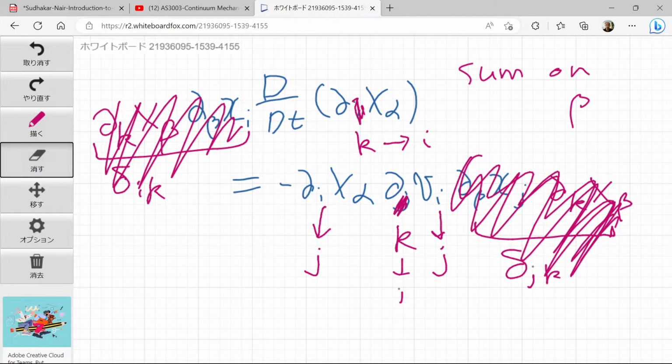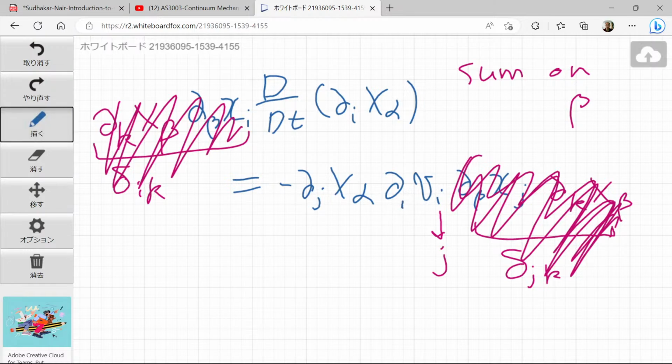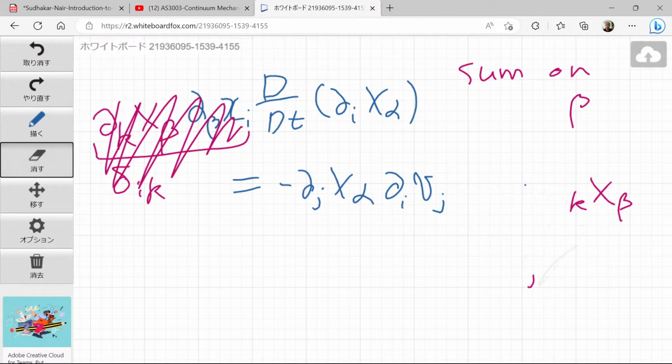So then what happens? Let me see. Let me do it. So we change k to i. Right? So then we change i to j. Then we change k to i. This is i. Then we change v to vi to j. So is this the thing we had? Already deleted.